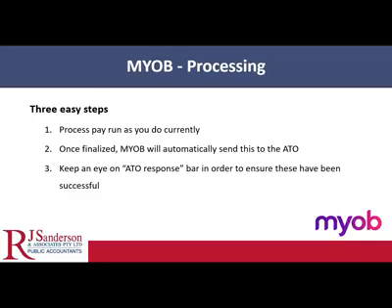Like Xero, processing pay runs in MYOB won't change too much. For 3 easy steps. Process pay run as you do currently. Once finalised, MYOB will automatically send this to the ATO. Keep an eye on ATO response bar in order to ensure these have been successful. So there's no extra work within MYOB. You're not clicking on a file button. It's just going to happen automatically, but you need to make sure the ATO have got it and they've accepted it.